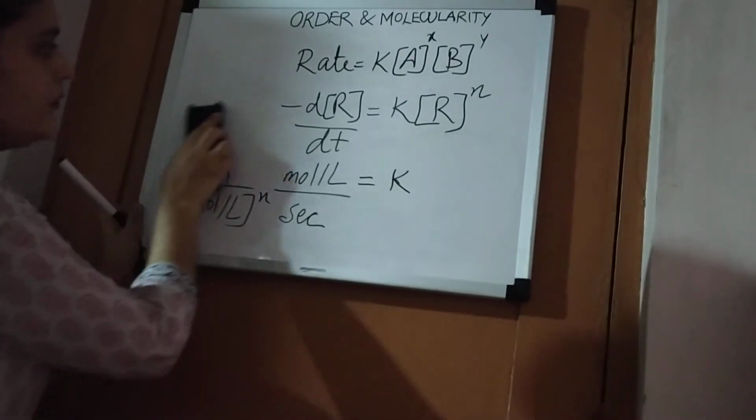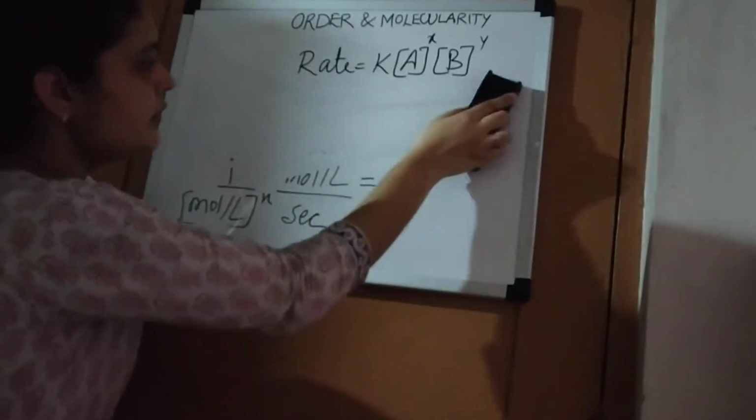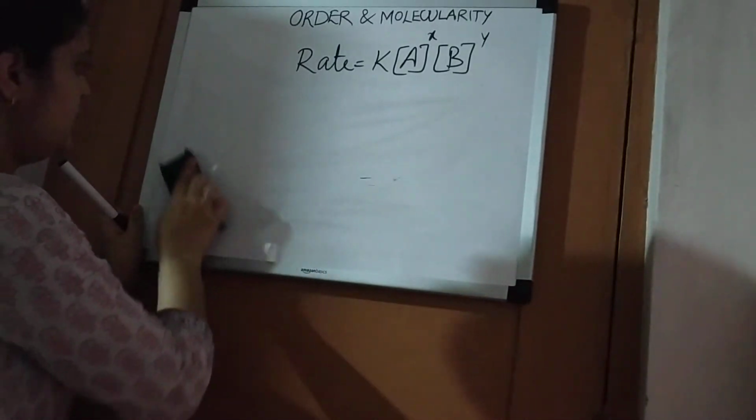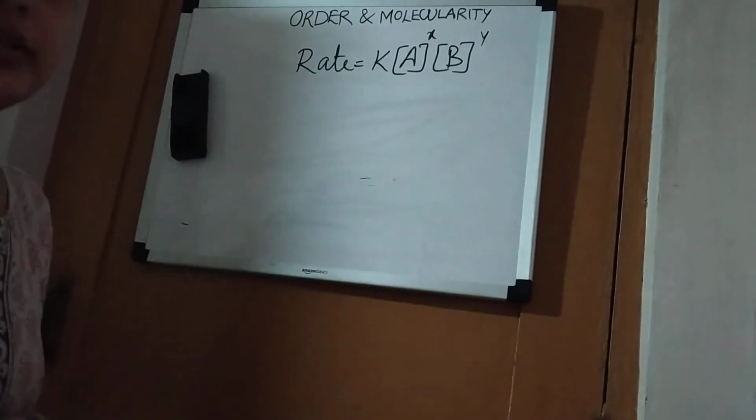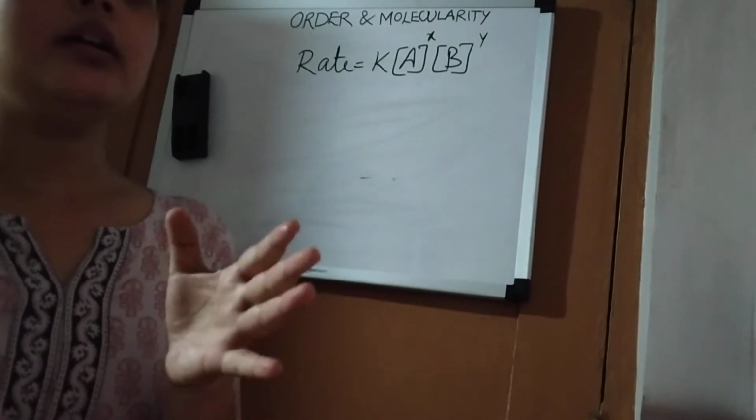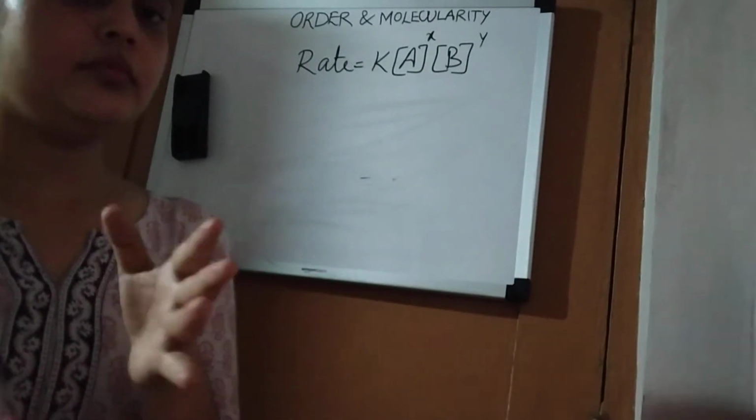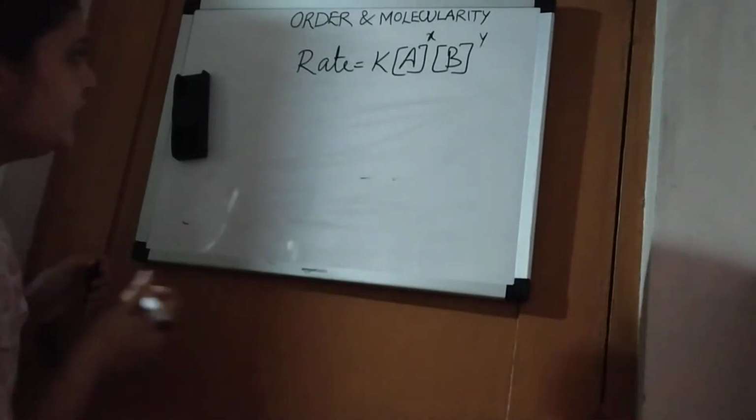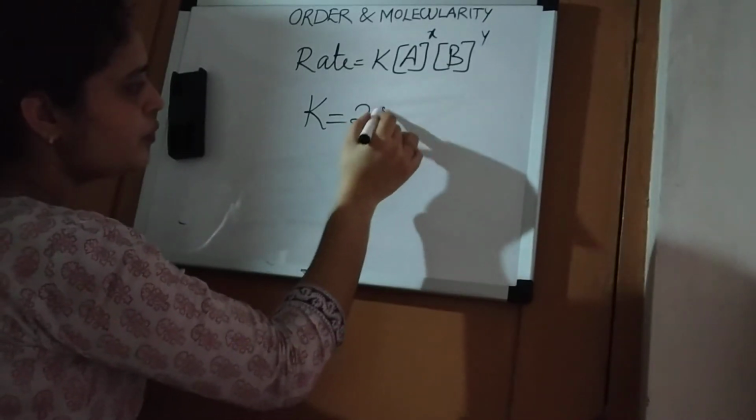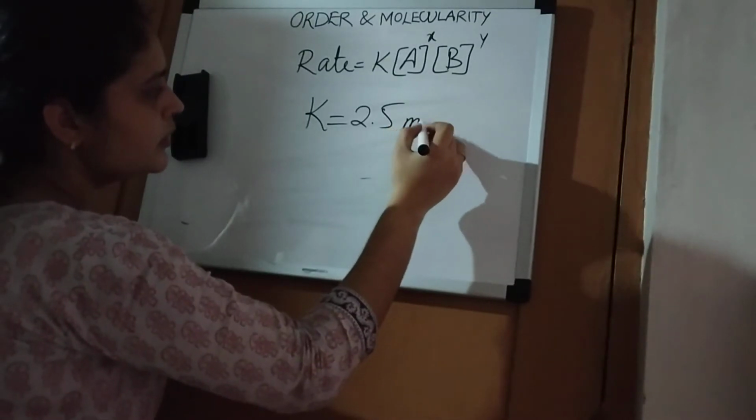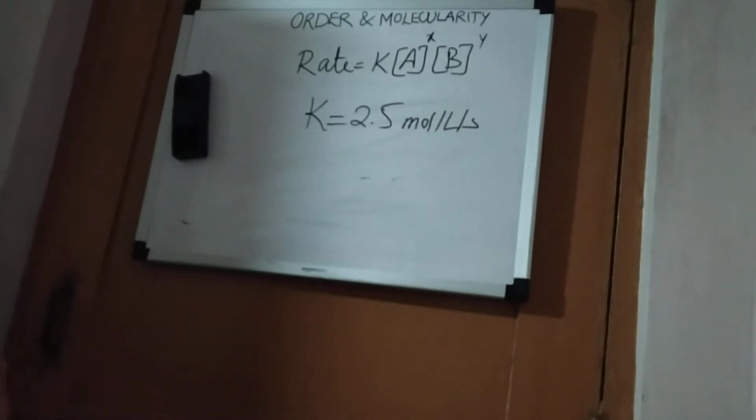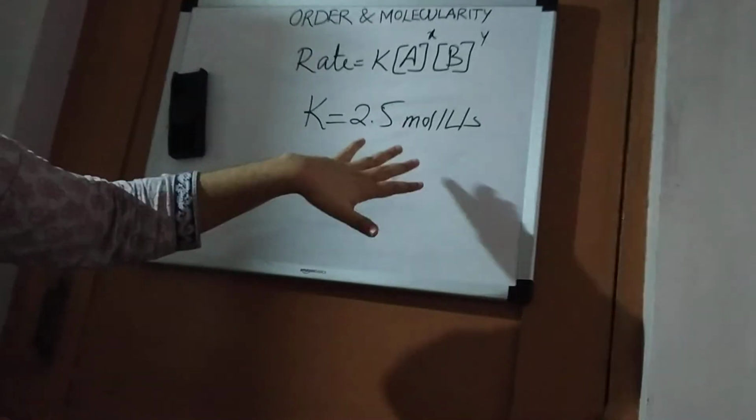So for example, you are given the unit of k, and you are asked to calculate the order of the reaction. So what will you do? For example, you are given k as some quantity, that is 2.5 mole per liter per second. So they are asking you what is the order of the reaction.